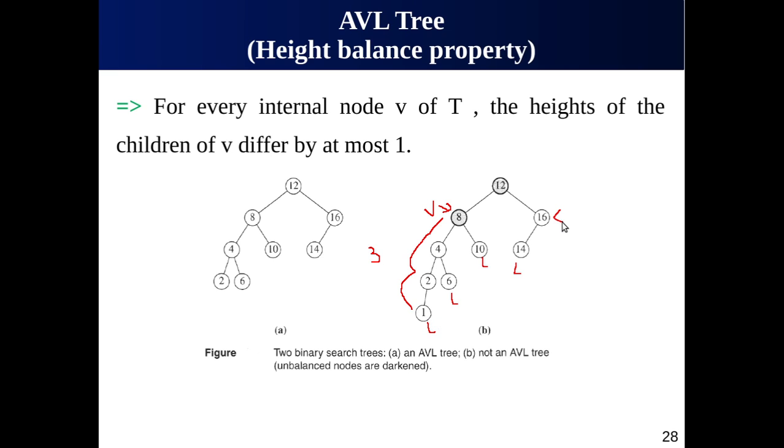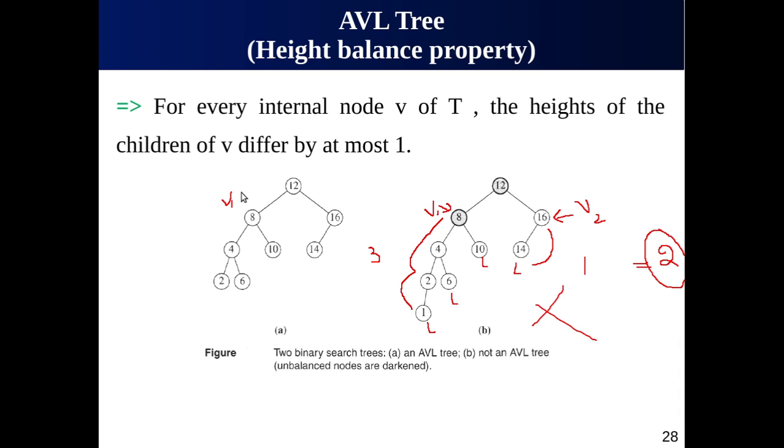Let's suppose this is V2, and for example this is V1. Here, the distance to the leaf node or to the external node is only 1. So you see the difference? 3 minus 1 is equal to 2. The difference is more than 1. That is why it is not an example of AVL.